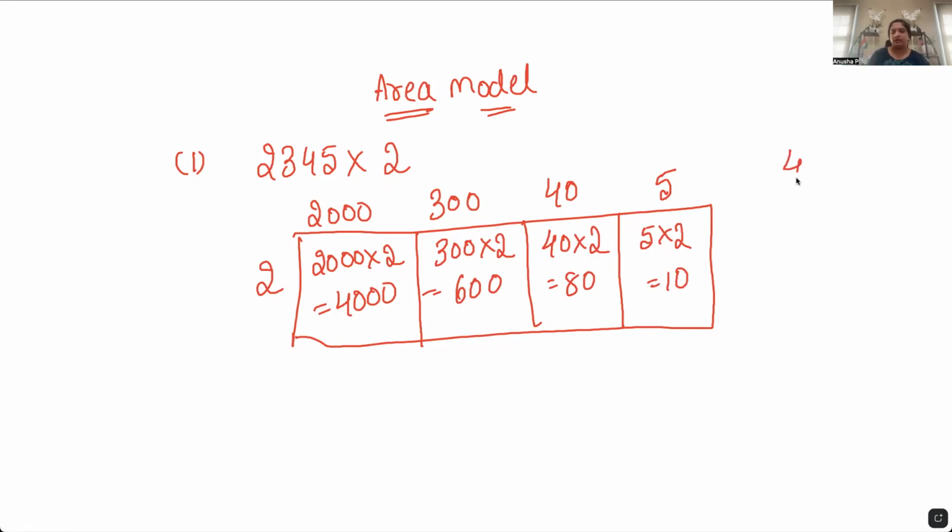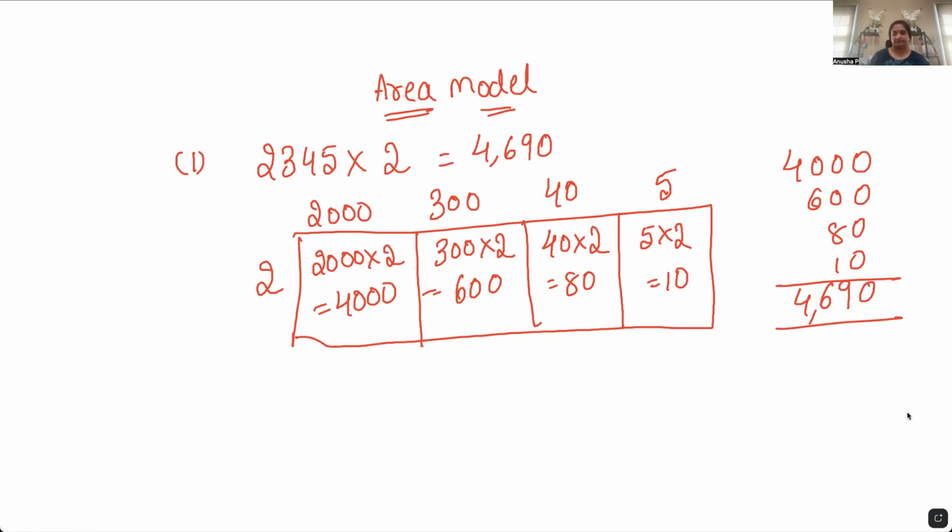Now we have to add all the numbers. 4600 and 80 is 4680, and then 10. 0, 8 plus 1 is 9, 6 and 4. So 2345 times 2 is 4690. Okay.